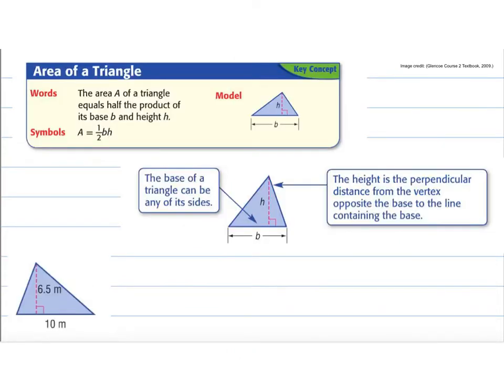Okay, so now we are on to a triangle. In order to find the area of a triangle, we use this formula that you should have written down. 1/2 times the base times height, and then draw this picture as well. The base of a triangle can be any of its sides, so any of the 3 sides, but the height needs to be perpendicular to the one that you chose. So it'll make that 90-degree angle there.